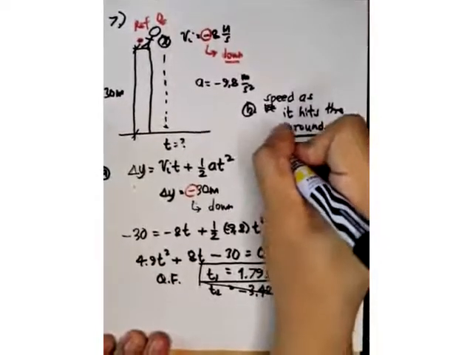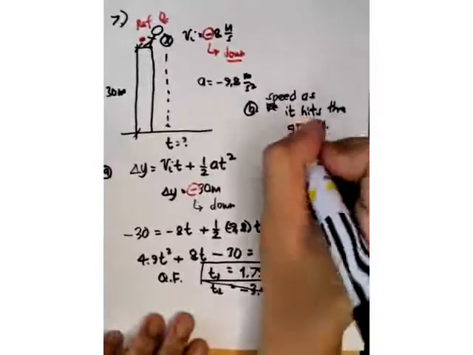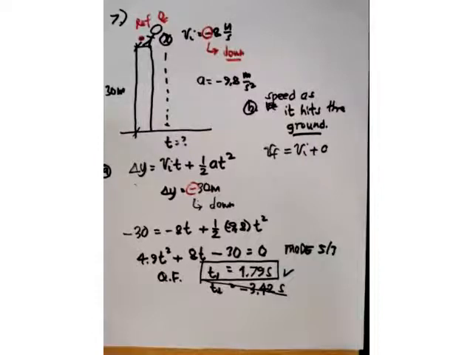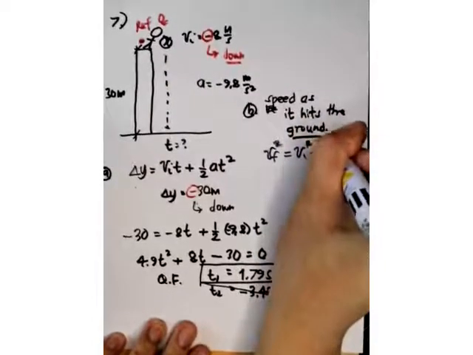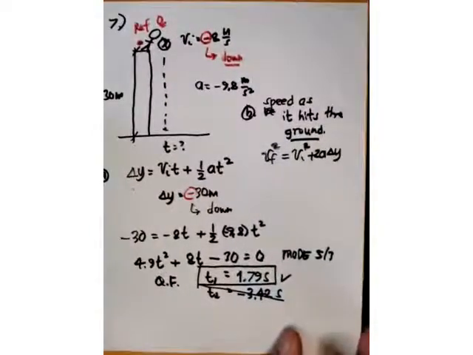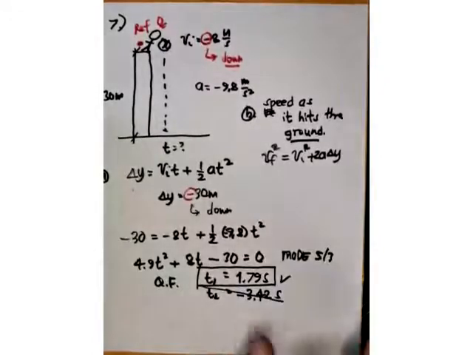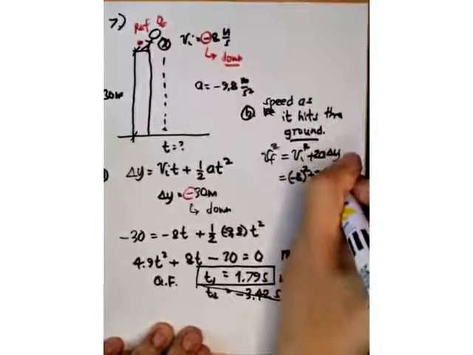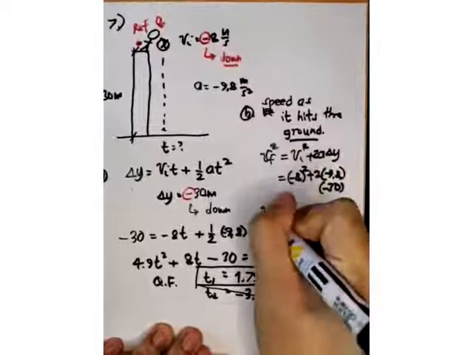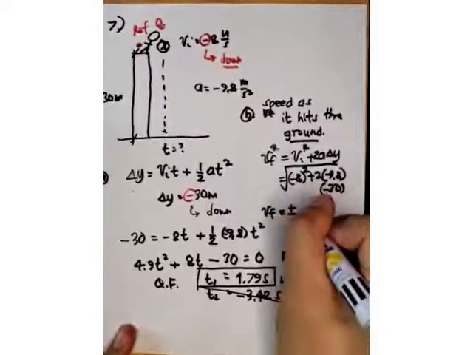Kunin natin siya sa v final is equal to v initial plus, ay tama ba yung gagamitin ko? Hindi, ayoko. Doon ako sa v final squared equals v initial squared plus 2a delta y. Ayokong gamitin yung time, iniwasan ko yung time kasi hindi ako sigurado sa time, tapos gagamitin ko pa siya dito, baka magkamali ako. So that's equal to negative 8 squared plus 2 times negative 9.8 times negative 30. So what is the v final? And then you square root. V final is plus minus, kasi naka-square root.